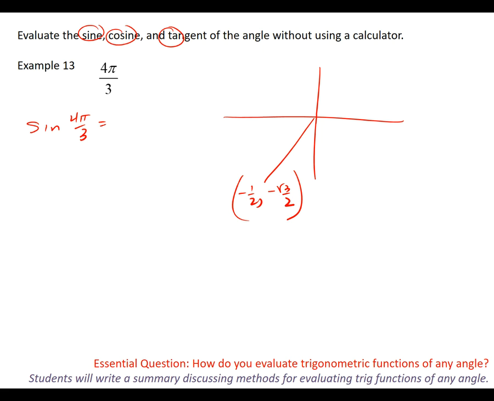Okay? All right, so sine of 4 pi over 3: is sine the x value or the y value? The y value is that one right there, right? So negative square root of 3 over 2. Cosine of 4 pi over 3. All right, and was that the x value or the y value? X value, so negative 1/2. And then the tangent of 4 pi over 3.